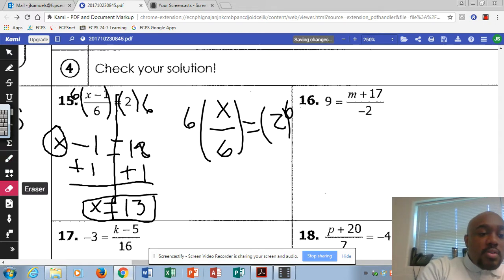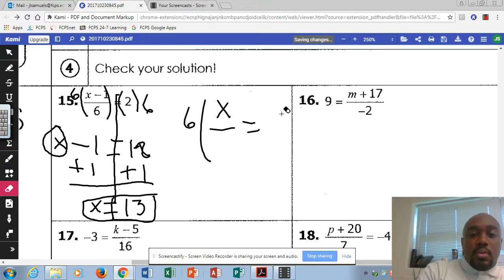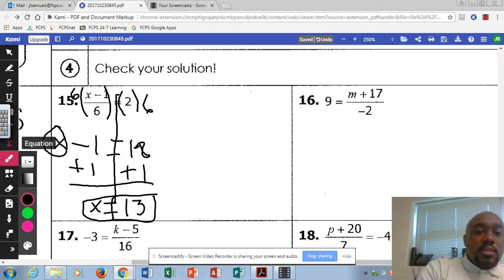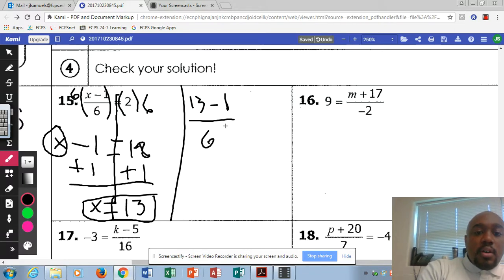Now, one thing I don't want you guys to forget is to check your answer at the end. That's exactly what I'm going to do over here. I'm going to substitute in this 13 for x and make sure I get the right answer. Make sure I get a true statement at the end. So 13 minus 1 over 6 equals 2. Should equal 2. Let's see.